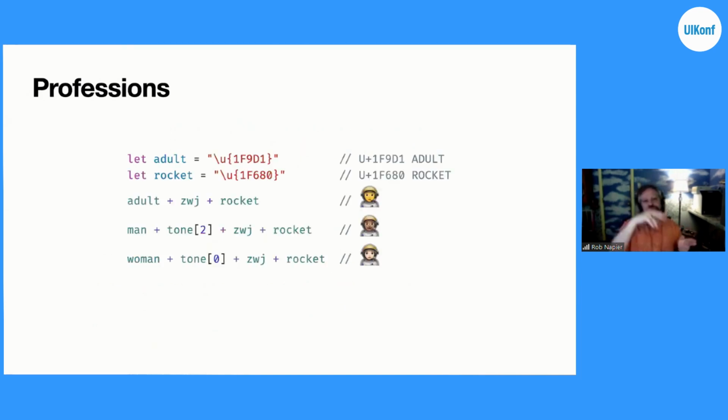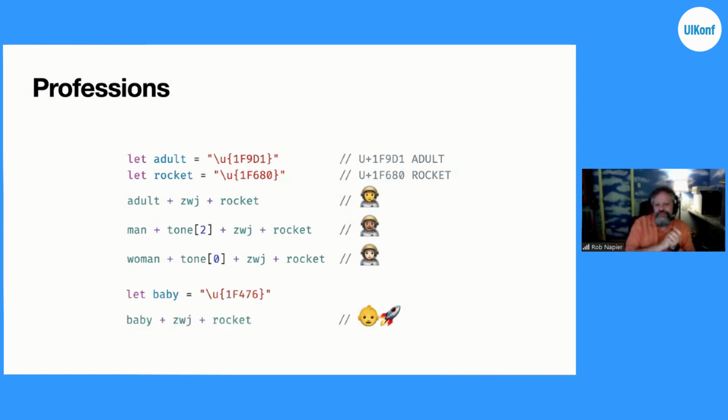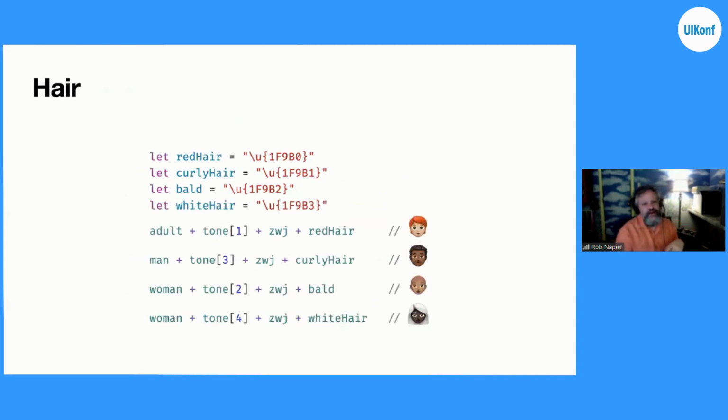Now, professions work the other way. The person comes first, then the noun that describes the profession. So, for example, an astronaut is an adult rocket. In case you're curious, children don't have professions. There's no baby rocket. I'm sorry. Unicode 11 added hair. There are just four kinds: red, curly, bald, and white, and they only apply to adults, men, and women. Children and babies have no hair.